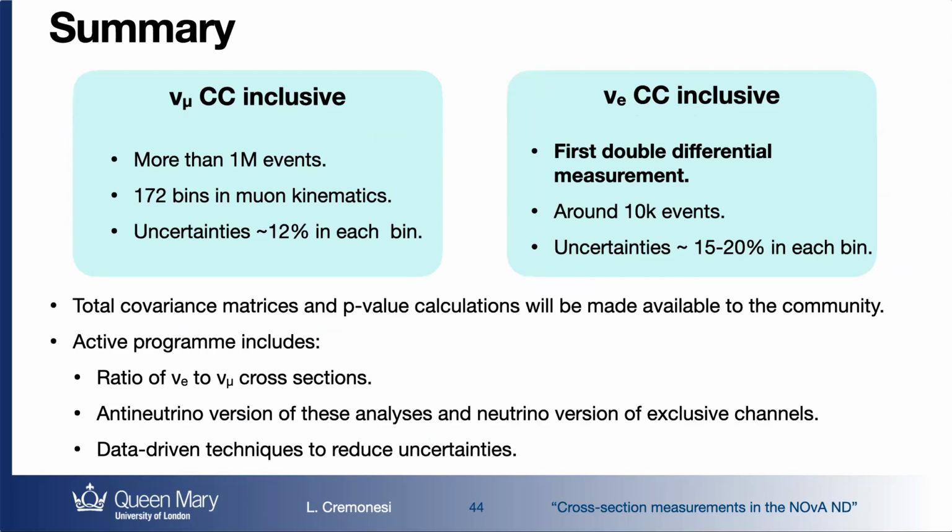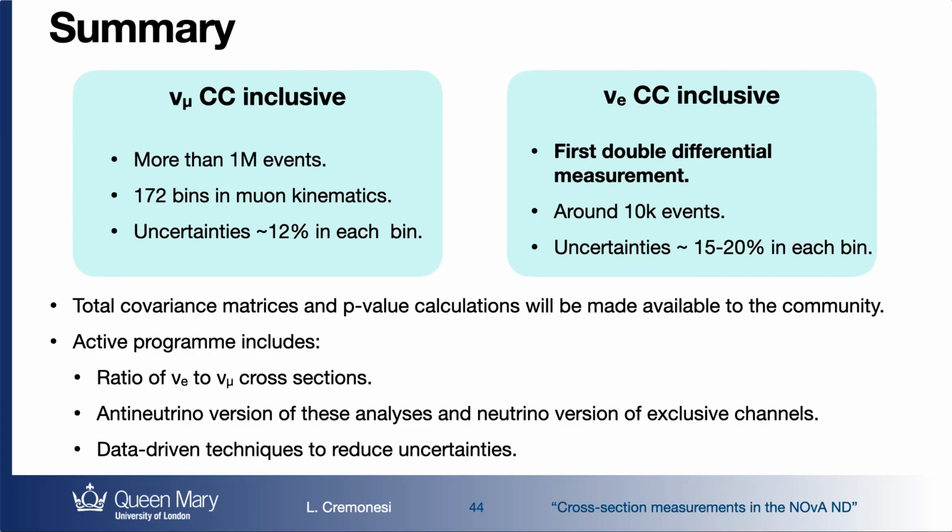So as a summary, I hopefully got you a little bit excited about neutrino interactions, or as excited as Matt and I are. So I talked to you about our muon neutrino analysis, in which we have more than 1 million events. That's a truly huge sample when we talk about neutrinos. We'll have 172 bins, and with pretty small uncertainties, around 12% typically. And then I presented the first double differential electron neutrino charged current measurement. And again, we got about 10,000 events from a very small amount of the beam, because only 1% of our flux comes from electron neutrinos.